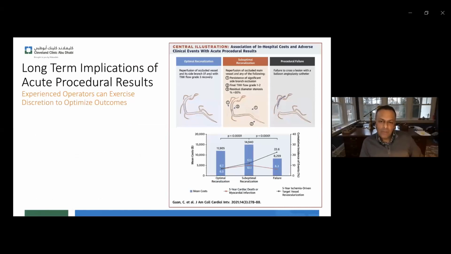That being said, in expert hands, we know that there is some discretion that needs to be employed. We know from recent data that optimal PCI and CTO intervention has both a cost advantage as well as a clinical advantage versus a suboptimal recanalization, one where there is incomplete revascularization from loss of side branches or slow flow. In these patients, there is actually a higher cost and an increased risk of 5-year cardiac events as compared to even a failed PCI. So there are certainly cases where it's better to fail than to leave a patient with a suboptimal recanalization. And this takes experience and expertise.